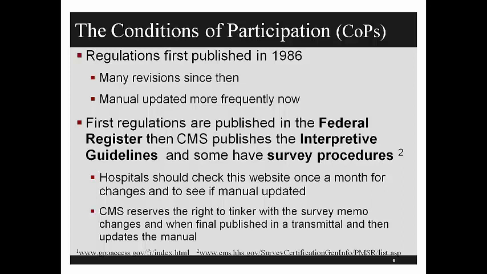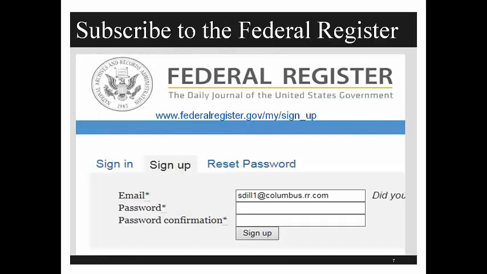And a lot of hospitals will say, gee, how do I stay current in the future? On slide number 7, you can sign up, have 1 or 2 people to sign up for the Federal Register, and then it will come to your computer every day. Have 1 or 2 people who go out once a month and check to see if there are any survey memos. And on slide number 8, they look like this. You just click the one that you want.